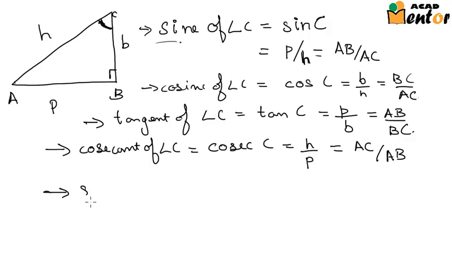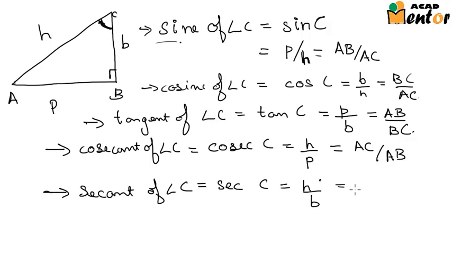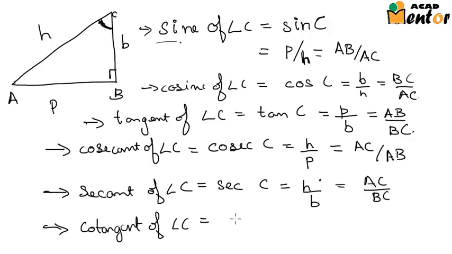The fifth ratio was secant of angle C. This can be written as sec C, which was equal to inverse of cosine C, that is hypotenuse by base, which is further equal to AC by BC. And the last one was cotangent of angle C, that is equal to cot C and is equal to base by perpendicular, or BC by AB.